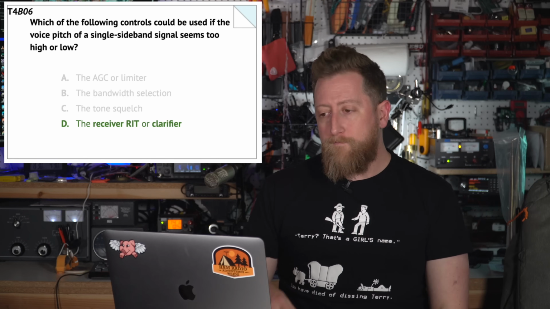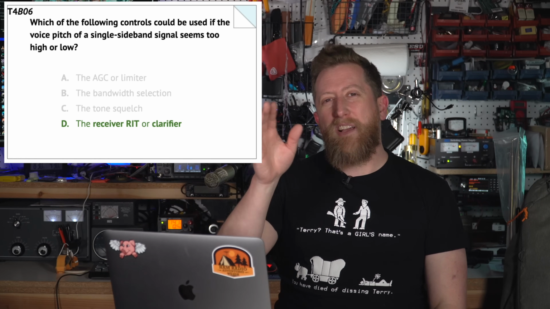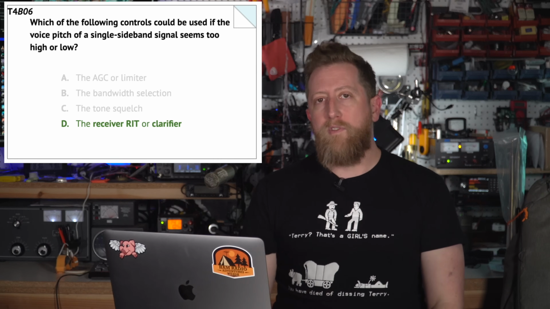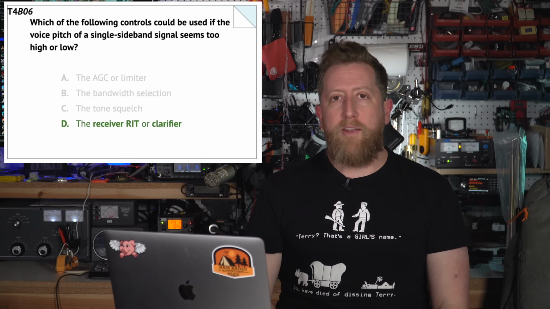Maybe you're in a rag chew. Well, using the RIT allows you to kind of adjust that off a little bit so you can find a balancing point where that individual will still sound good, but you stay on the main frequency, which is 14.250.